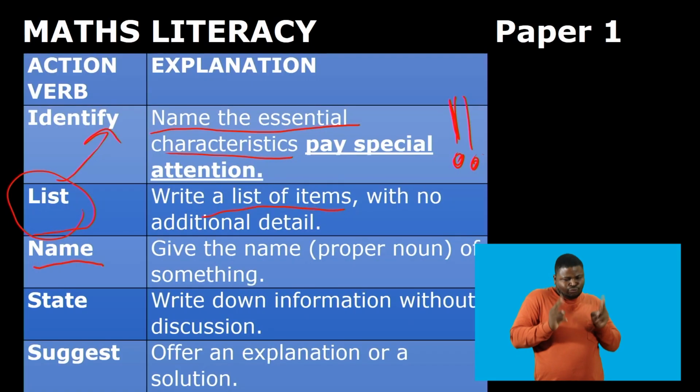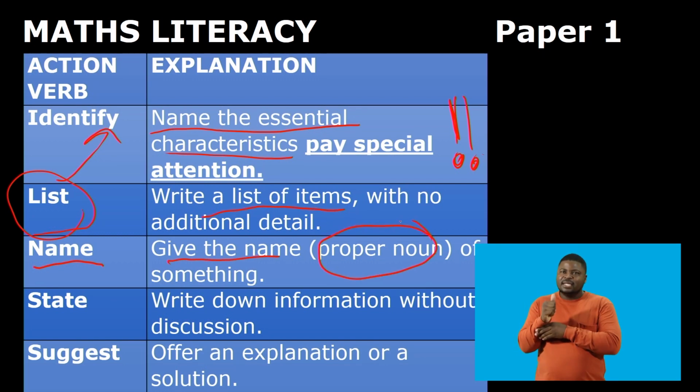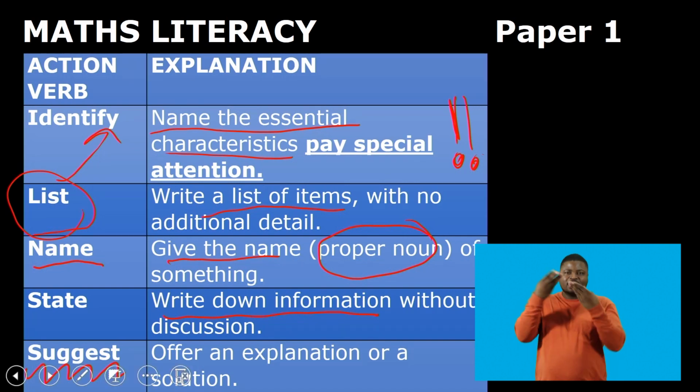Then name is where you give a name of something. Remember to use proper nouns. State is where you write down information without discussing it. It's not an opinion, it's a statement. And then suggest is where you offer an explanation or a solution.